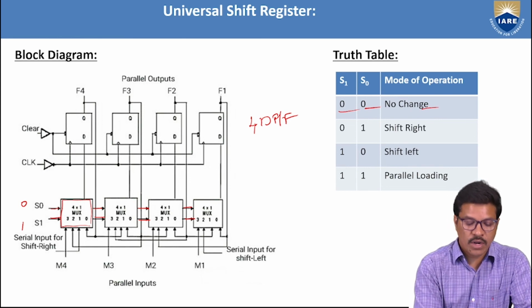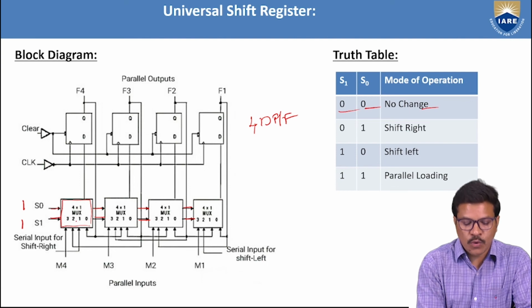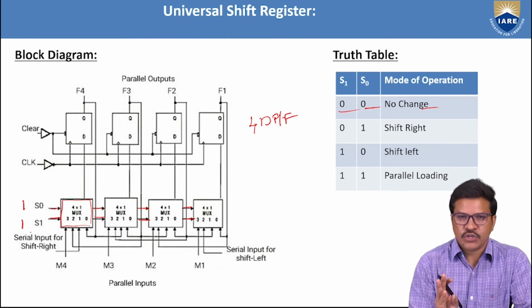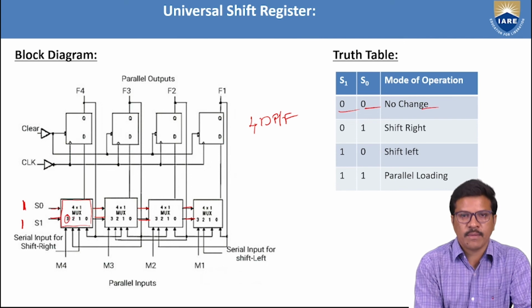If providing 1, 1, it is like parallel loading. In this case, S0 is equal to 1, S1 is equal to 1. What does it mean? That means the third input. 0, 1, 2, 3 are the 4 inputs. 0 is the first input, 1 is the second input, the second is the third, like that. When S1, S0 are 1, 1, the third input is enabled. All third inputs are enabled.